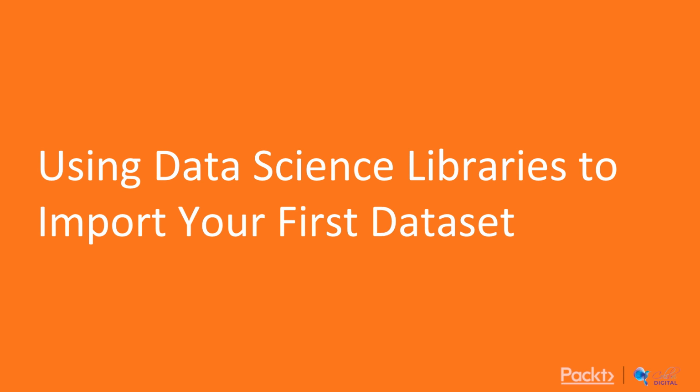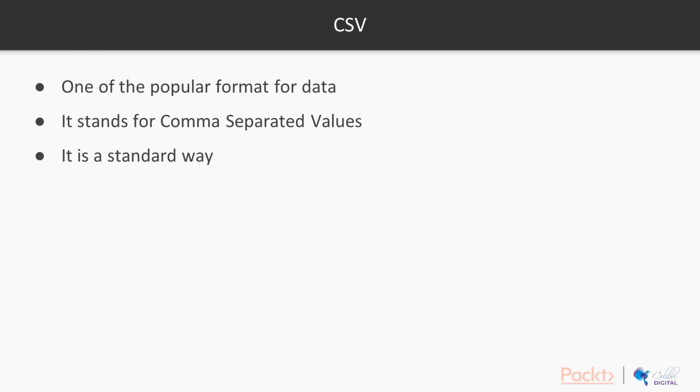We're in the last video of this section about importing datasets with Python. In this video, we're going to use data science libraries to import our first datasets. One of the very popular formats for data is CSV. CSV stands for comma separated values, and that's a very standard way. Does what it says on the tin, it's a comma separated list of values.